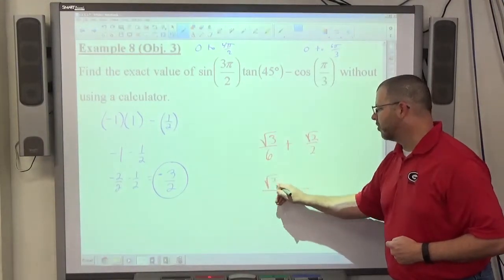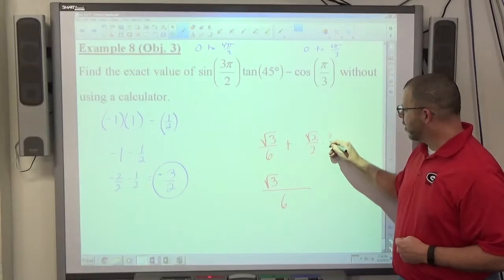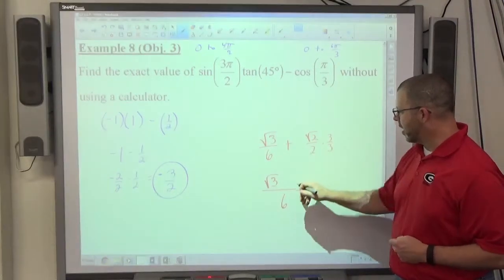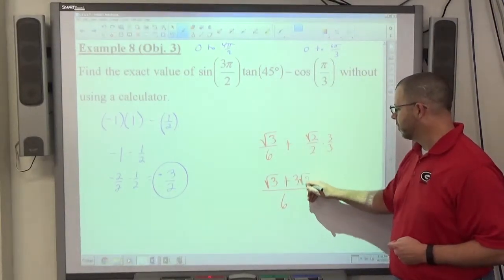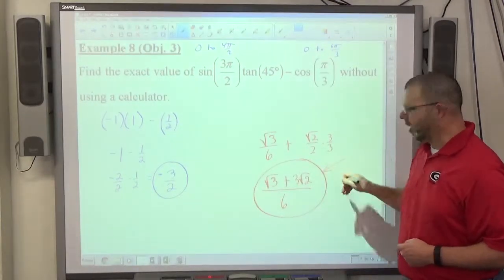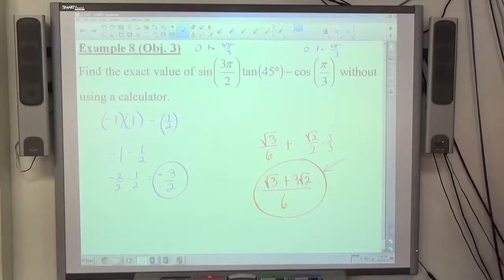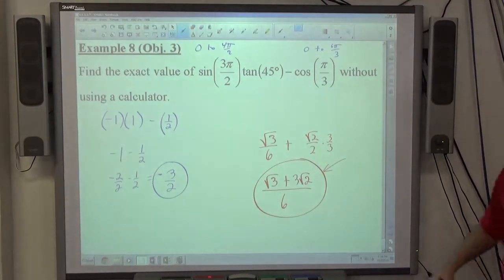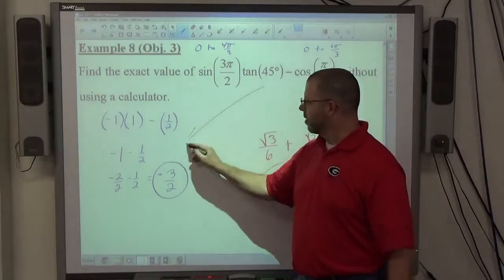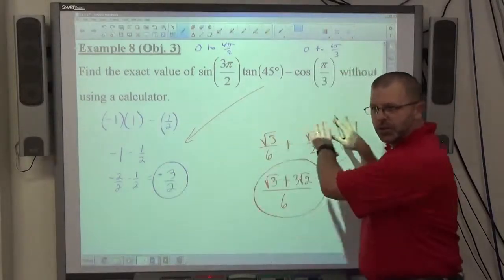Square root of 3 is already over 6, which is fine. Multiply top and bottom by 3 on this to get 6 on the bottom, so I'm going to get plus 3 times the square root of 2. That's the answer I'd like to see if you get multiple pieces. Get a common denominator, stick them all into one single fraction. That's what I'm looking for in answers. But again, the blue work is for that problem. This is just a what if.